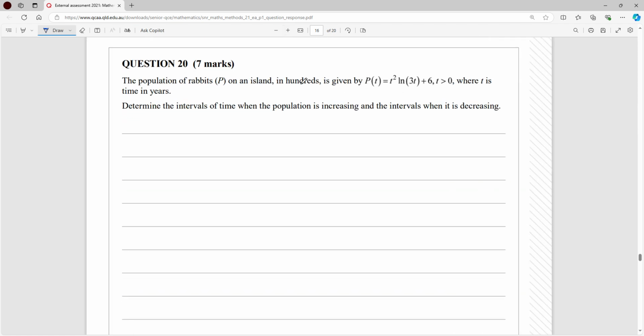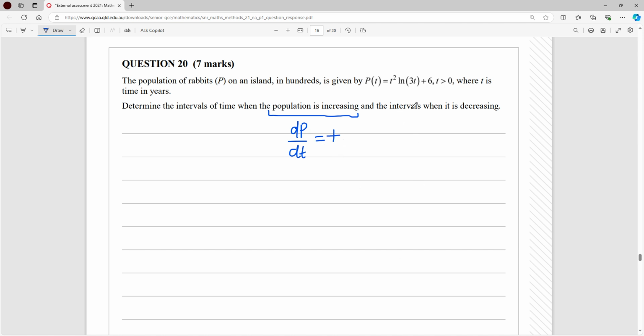The population of rabbits P on an island, in the hundreds, is given by this equation, where T is the time in years. Determine the intervals of time when the population is increasing and the intervals when it's decreasing. When they say the population is increasing, that means when the rate of change is positive. Because P is a function of time, we want to know when dP/dt is positive.